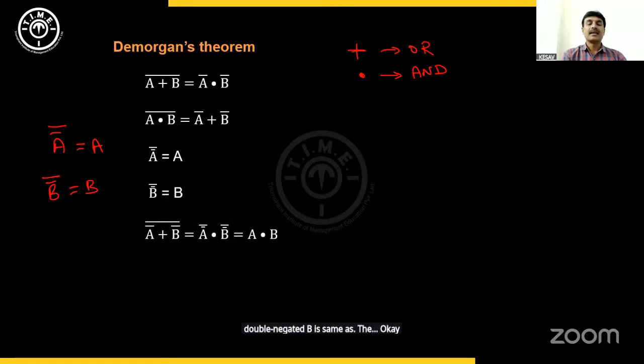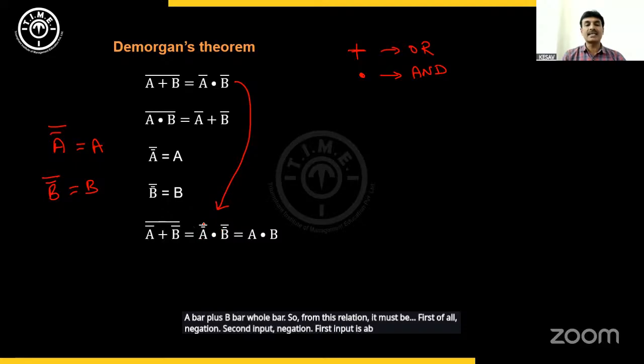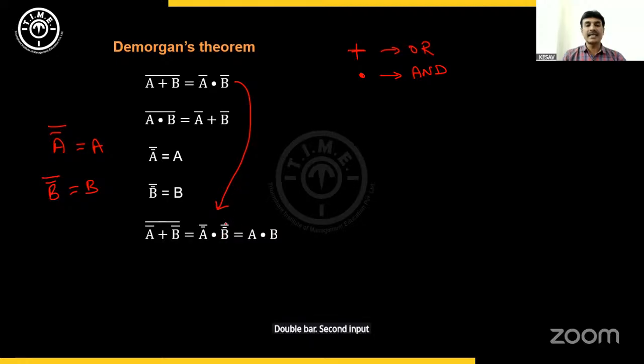Okay. Next. Making use of these four, what if A bar plus B bar whole bar is there? See, from the first relation, A plus B whole bar is A bar dot B bar. In place of A, we have A bar already: A bar plus B bar whole bar. So from this relation, it must be the first input negated, dot, the second input negated. First input is A bar, its negation, double bar. Second input is B bar, its negation, so B bar bar. And A bar bar is nothing but A. So this is A dot B. A dot B is nothing but the AND output of two inputs A and B.